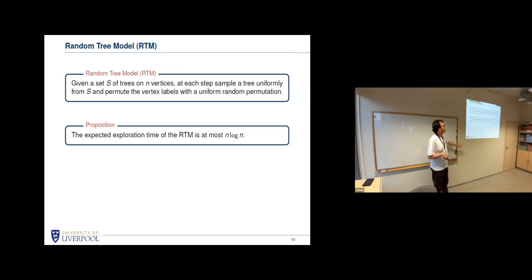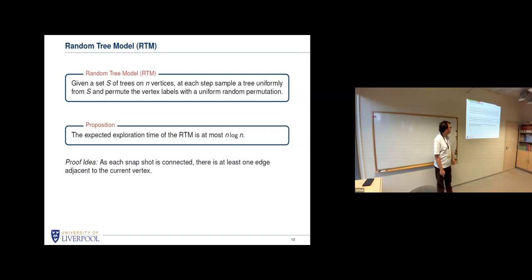The expected exploration time in this random tree model is at most n log n. And this is quite a simple argument. Each snapshot is connected, so there is at least one edge leaving the current vertex if you're in a vertex.